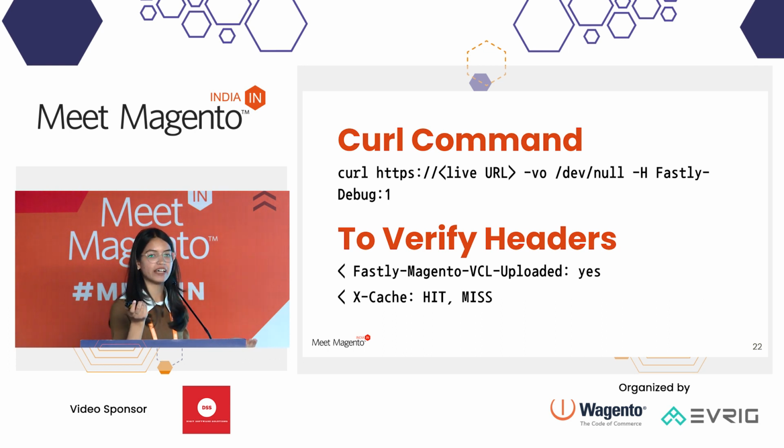So you have to configure that again, and you need to upload the VCL every time you configure anything in Fastly. So you upload the VCL again, check the configurations, and check again that the content is delivered from Fastly.